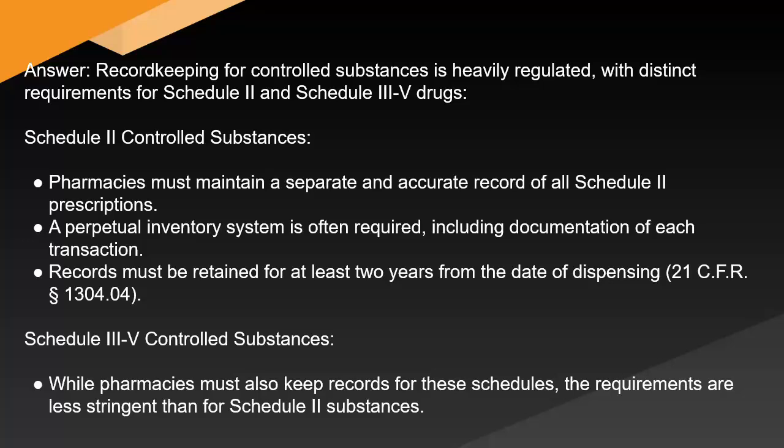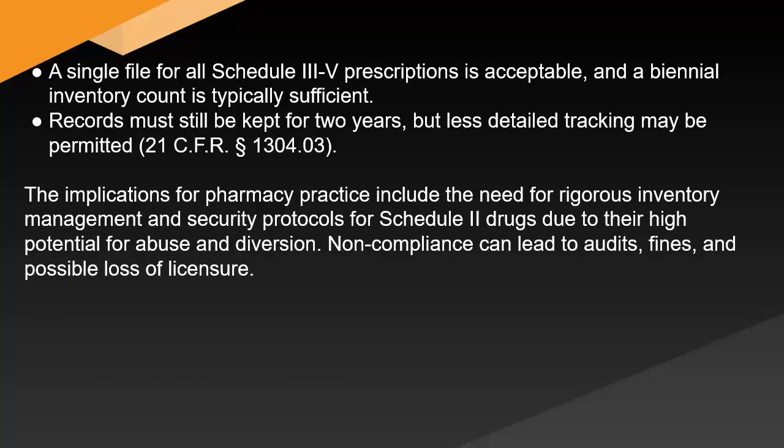21 CFR § 1304.4. Schedule IV controlled substances. While pharmacies must also keep records for these schedules, the requirements are less stringent than for Schedule II substances. A single file for all Schedule IV prescriptions is acceptable, and a biennial inventory count is typically sufficient. Records must still be kept for 2 years, but less detailed tracking may be permitted. 21 CFR § 1304.3. The implications for pharmacy practice include the need for rigorous inventory management and security protocols for Schedule II drugs due to their high potential for abuse and diversion. Non-compliance can lead to audits, fines, and possible loss of licensure.